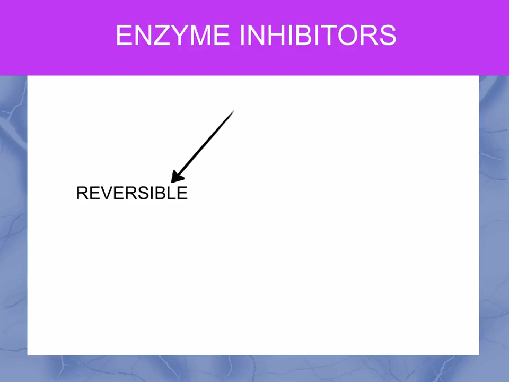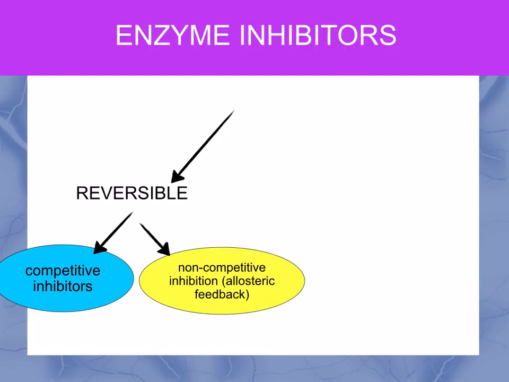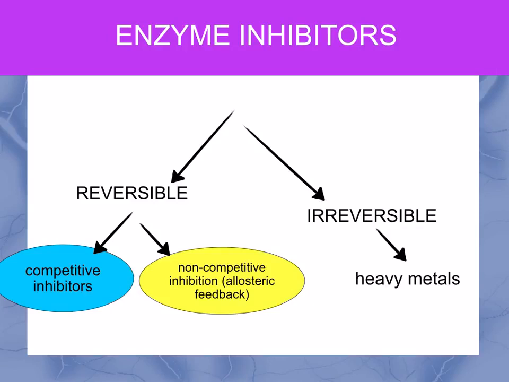You've got reversible inhibitors, which attach temporarily to the enzyme. You have two types. You've got competitive inhibitors, which bind to the active site of the enzyme, and then you've got non-competitive inhibitors, which bind to another position on the enzyme called an allosteric site. Irreversible inhibitors bind very strongly to the active site, so they can't be removed, and therefore they permanently prevent the enzyme from functioning. An example would be heavy metals such as mercury and silver.